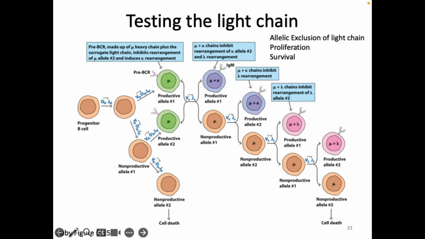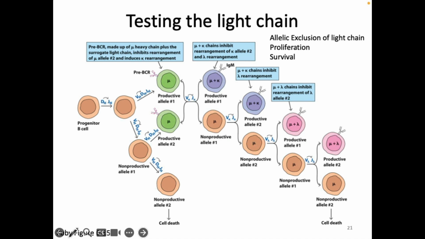So they try to get a signal. If they get a signal, woohoo, I'm an immature B cell. If they fail, they try the other kappa. If it works, woohoo. If they fail, then they try the first lambda. That fails, they try the second lambda. So they get 4 chances on light chains, while they only had 2 chances on heavy chains. And if they fail all 4 light chains, then they're going to die.